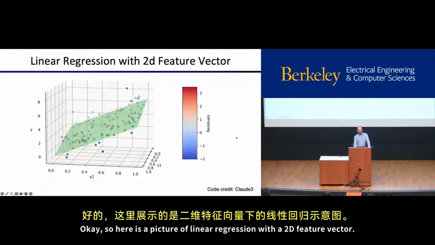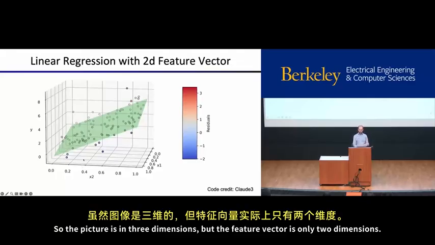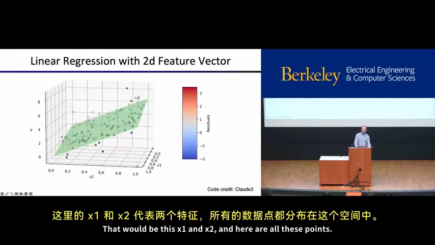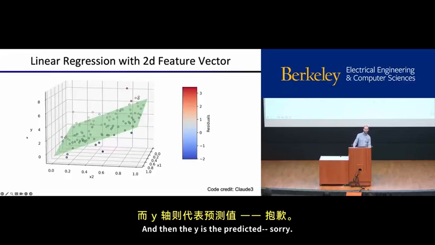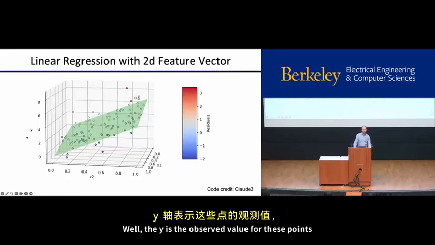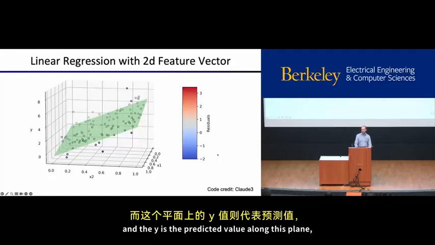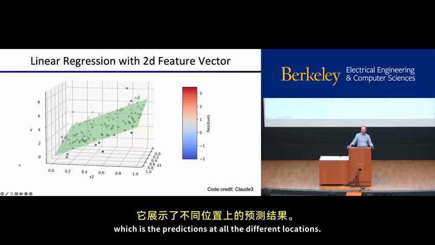Okay, so here's a picture of linear regression with a 2D feature vector. So the picture's in 3 dimensions, but the feature vector is only 2 dimensions. That would be this x1 and x2, and here are all these points. And then the y is the observed value for these points, and the y is the predicted value along this plane, which is the predictions at all the different locations.